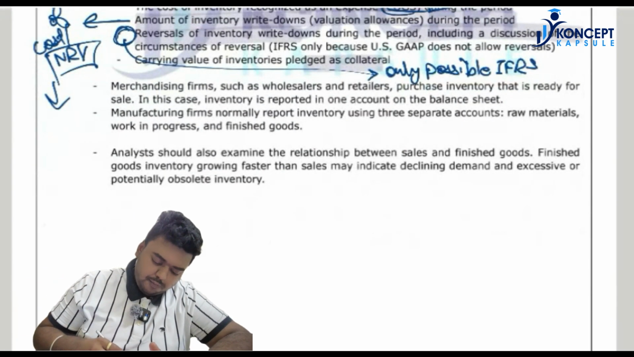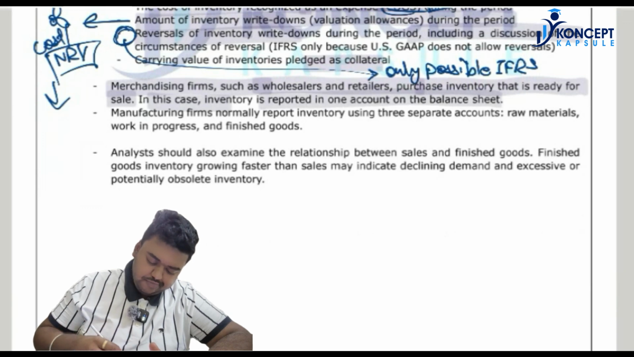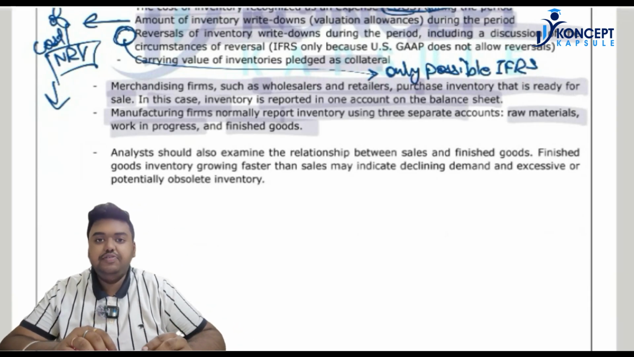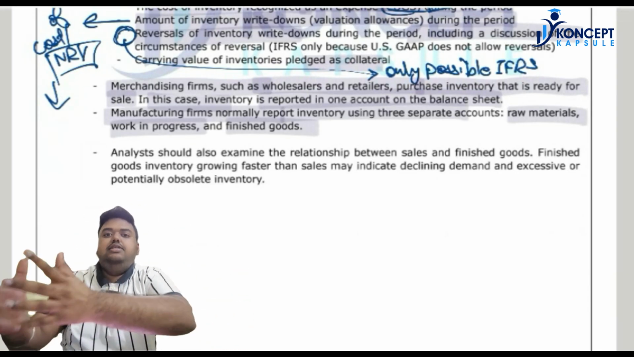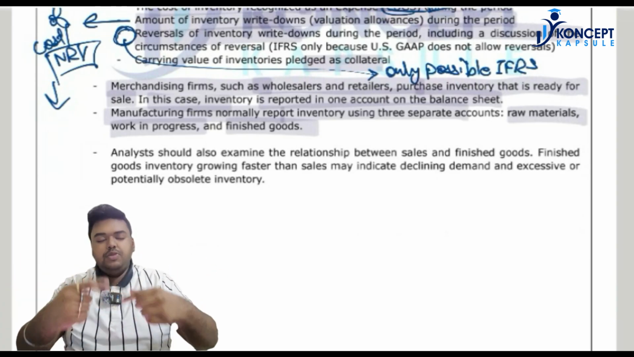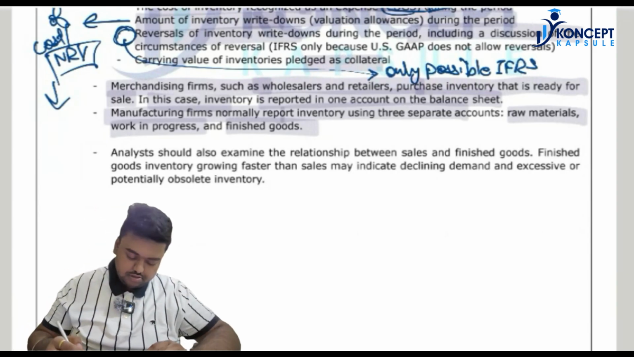Merchandising firms such as wholesalers and retailers purchase inventory that is ready for sale. In that case, inventory is recorded only in one account. Manufacturing firms usually report inventory like raw material, work in progress, finished goods. So basically, merchandising or trading firms simply purchase material and sell it. That is why they only have one form of inventory. However, manufacturing firms have raw material, work in progress, and finished goods.